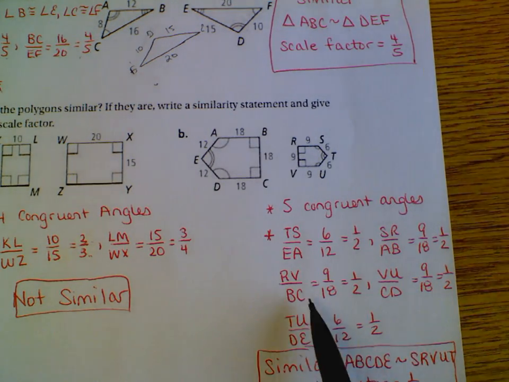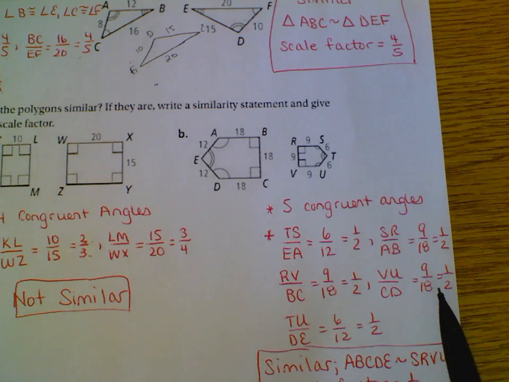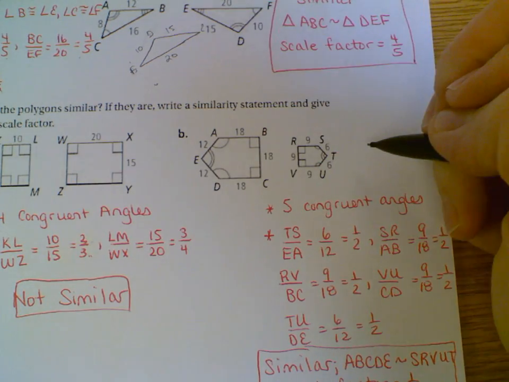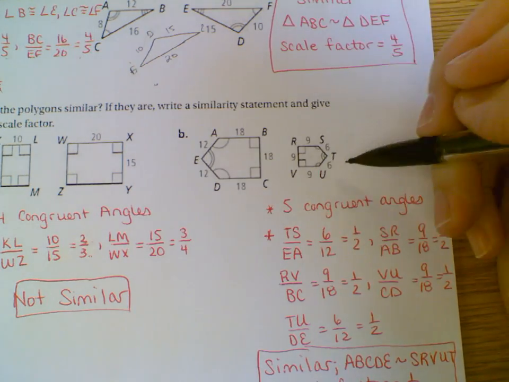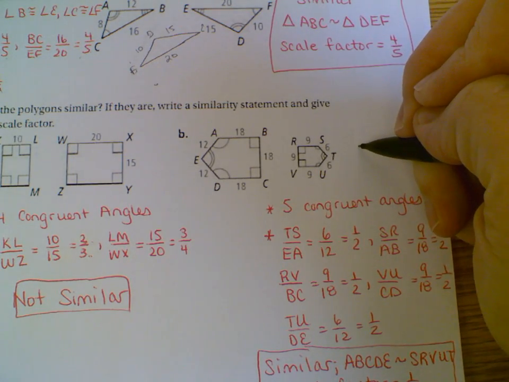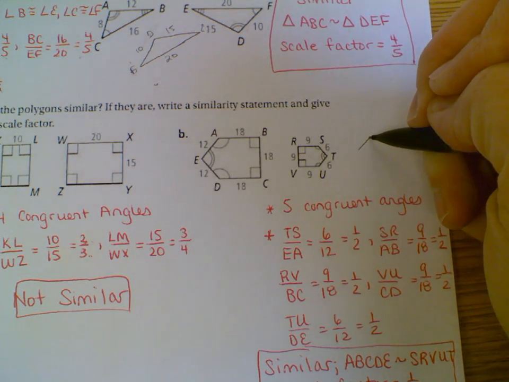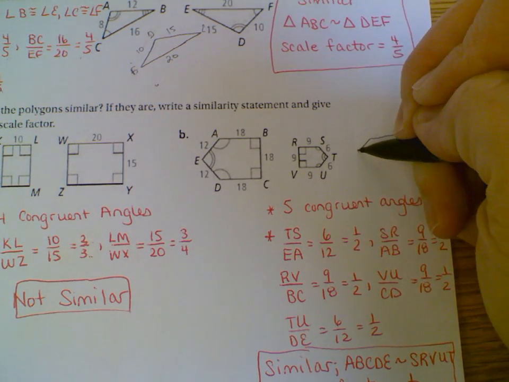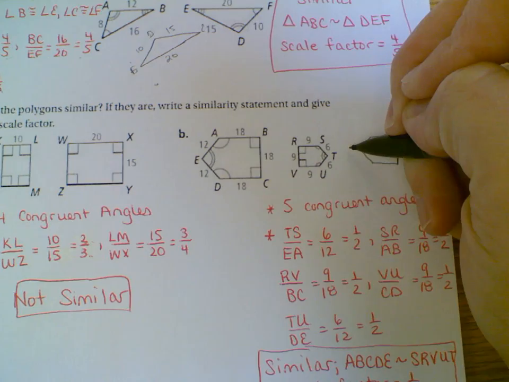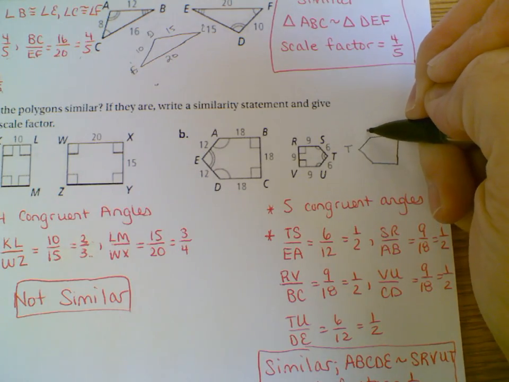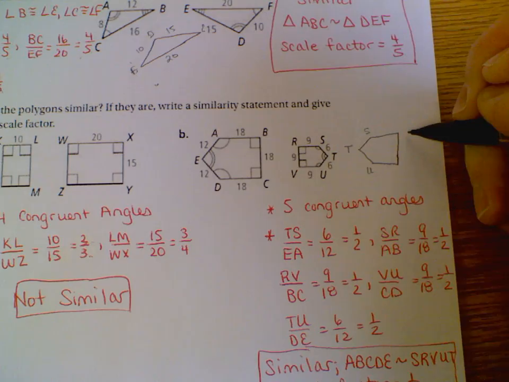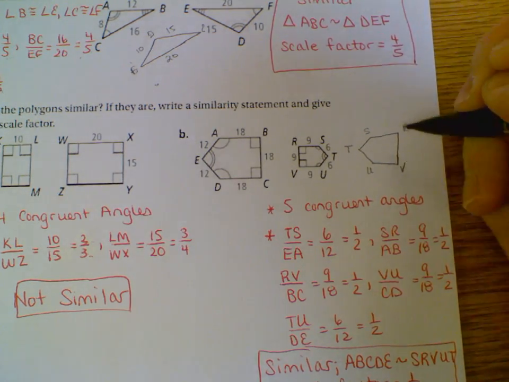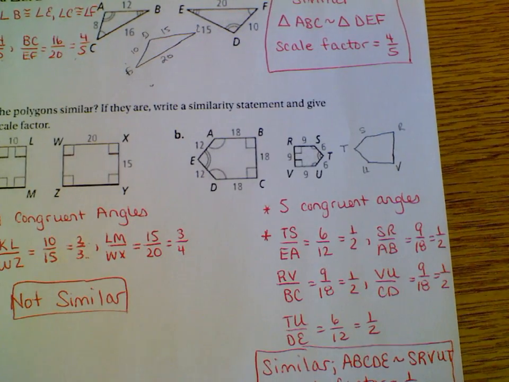Again, if you're struggling finding the corresponding sides, I would go ahead and redraw this small one or redraw the big one so that they're in the same direction. So if you flipped this around and put T over there, then I could still have S and U and R and V and then match up those corresponding spots from there.